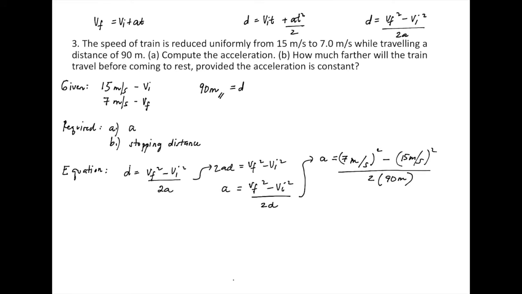Solving now for acceleration, we have 49 meter per second square minus 15 square, that is 225 meter square per second square, divided by 180 meter, and therefore the acceleration now we have 0.98 meter per second square.